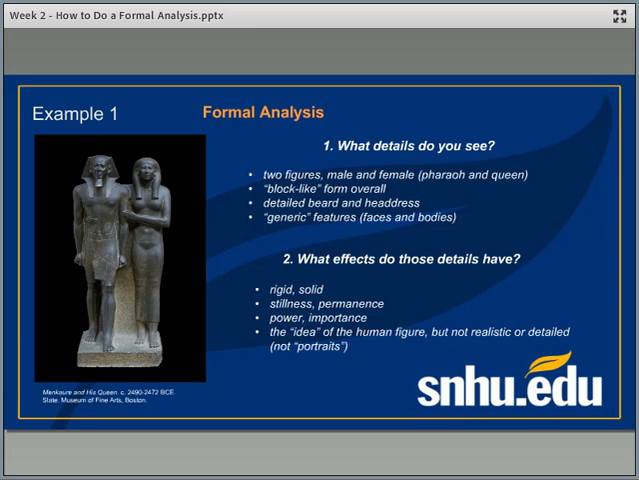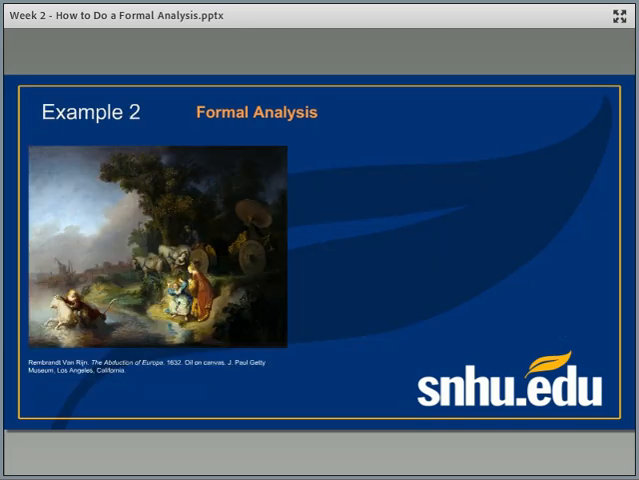So the formal analysis really just focuses on the visual details that we can see and the effect that those details have on us. What's nice about the formal analysis at this point is that anybody can do it. Any one of us can do it. We don't have to know anything about the work of art or have any background in ancient Egyptian culture or anything like that. We're just focusing on what we see and the kind of effects that those details might have.